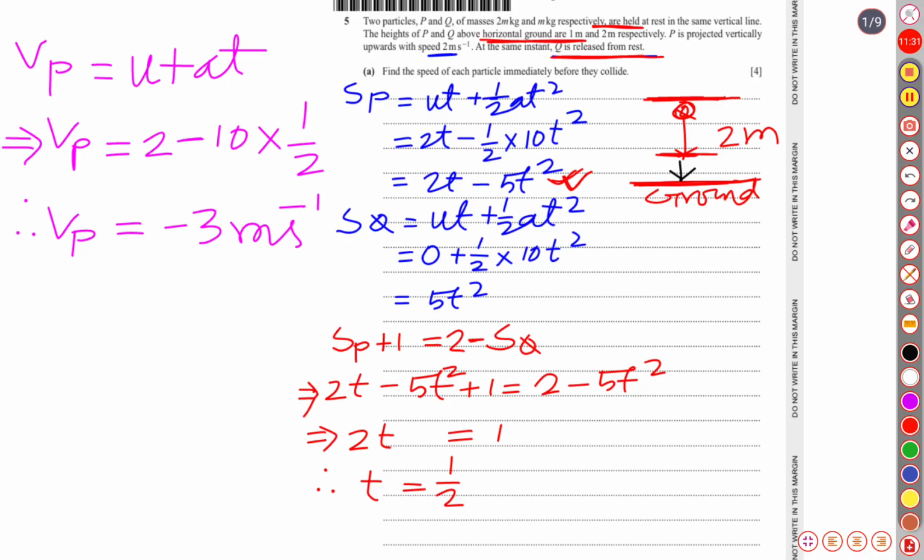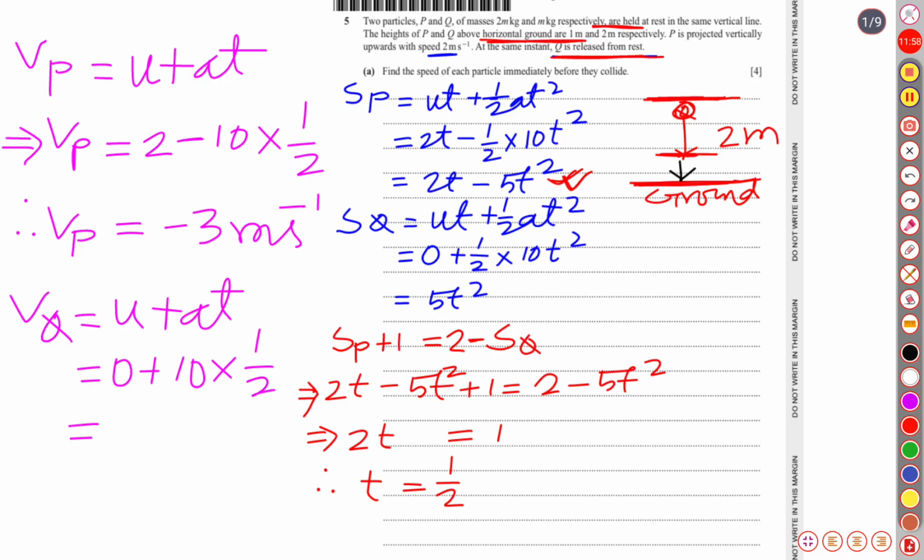So this is the velocity of particle p. Then for particle q, v is equal to u plus at, the same concept. The initial velocity of q was 0, and acceleration due to gravity was 10, and after half a second they collided with each other, so t is half. That is, it is going to be 5 meter per second.